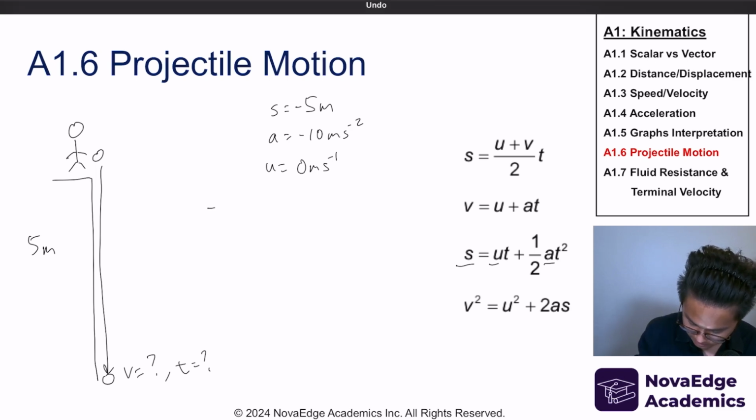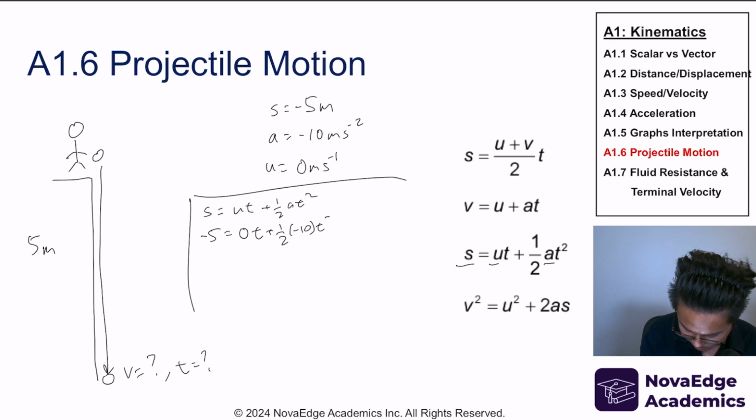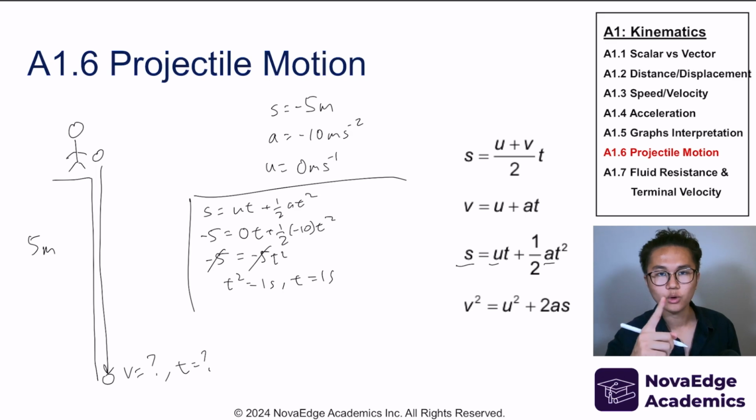-5, or s, so let's put it here. s is equal to ut plus 1/2 at squared. That's -5 is equal to 0t plus 1/2 times -10 times t squared. If I simplify this, I get that -5 is equal to -5t squared. I can cancel both sides out and see that t squared is equal to 1 second, or t is equal to 1 second. So the ball is in the air for 1 second.